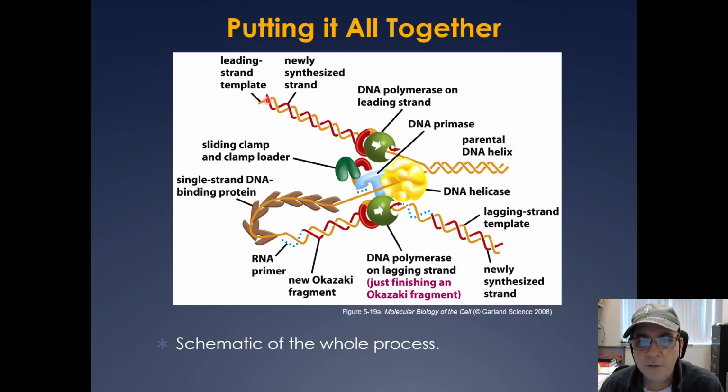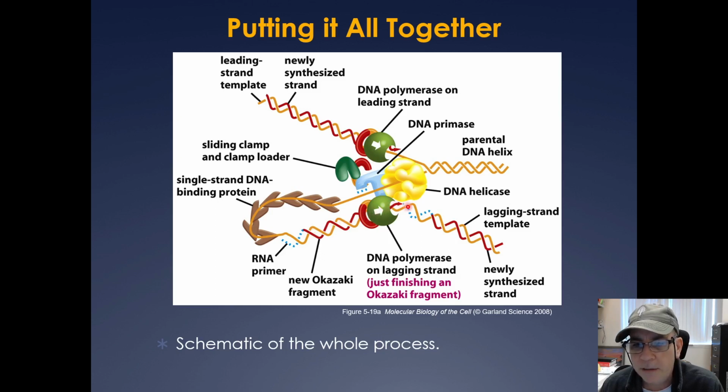On your leading strand, you have the sliding clamp pushing along the DNA polymerase, adding nucleotides unabatedly. On the lagging strand, you're synthesizing Okazaki fragments. The DNA primase comes in and adds an RNA primer. Once the primer's there, the clamp loader will load the sliding clamp, and then DNA polymerase is added on, and you start to synthesize the new Okazaki fragments.